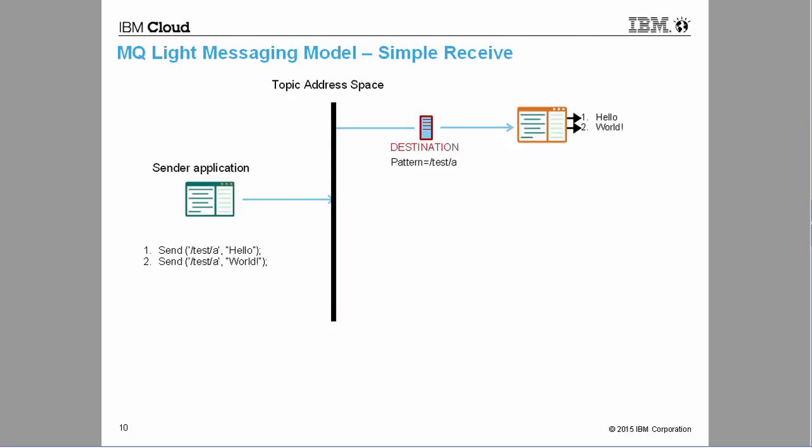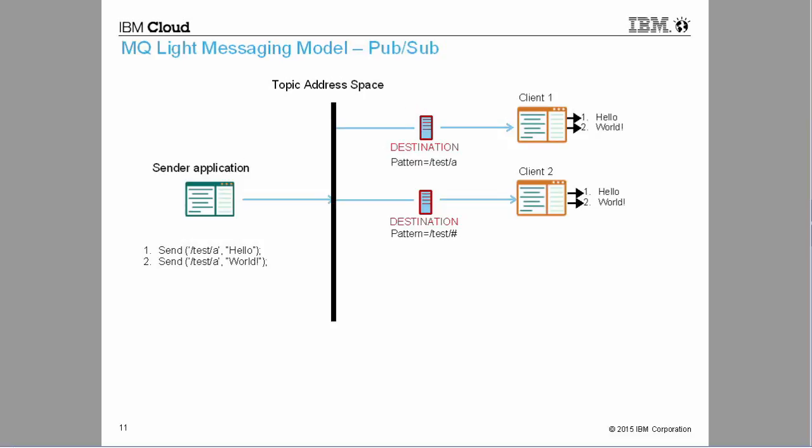The next slide shows the receiver side of it, where a subscriber or a consumer can subscribe to that topic using a pattern, subscribe to that destination, and receive that message. So this is a simple model used across MQLite: when you send a message, if you subscribe to that topic, you're going to receive it. This is a simple send and receive model that most people use in the industry.